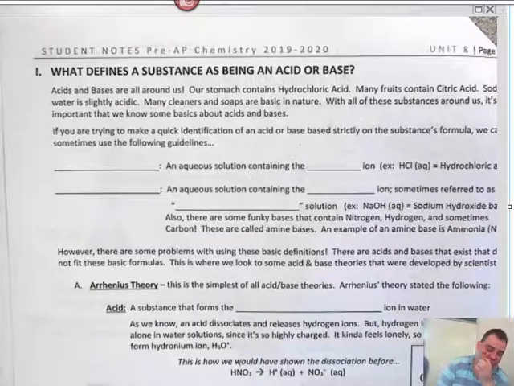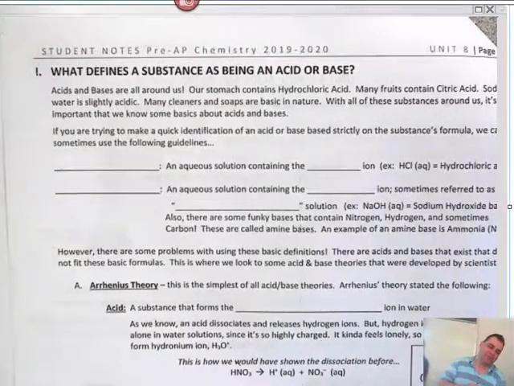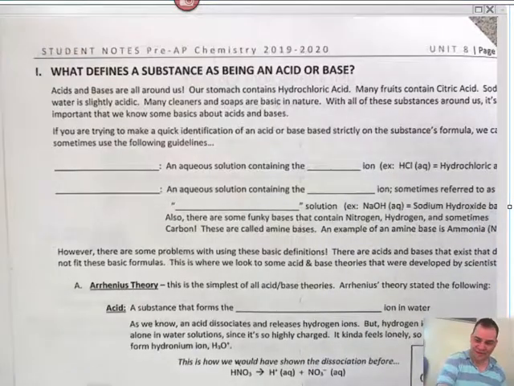We know that we see a lot of acids around us, mostly in food, like oranges have citric acid in it. Your stomach has hydrochloric acid in it. And then when we deal with our cleaners, those are usually bases, like drain cleaner is usually sodium hydroxide. So you need to know something about acids and bases here.